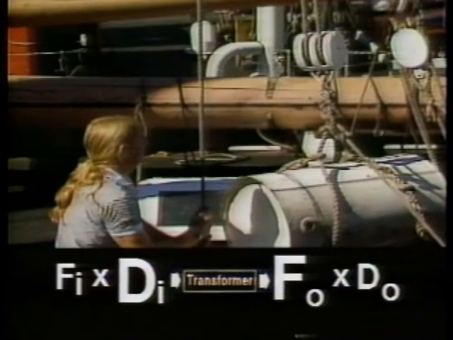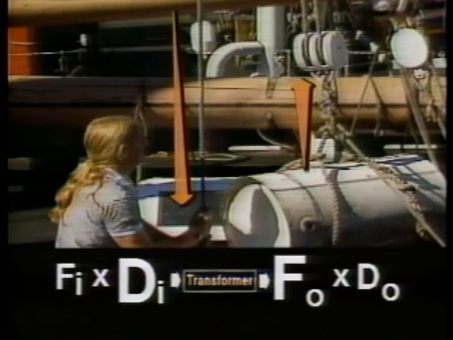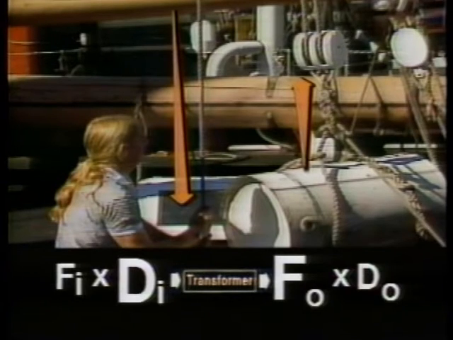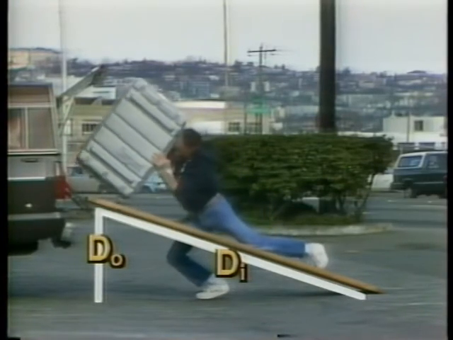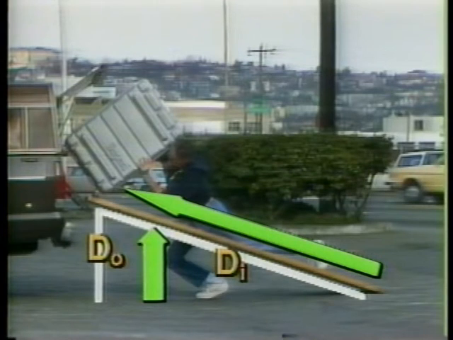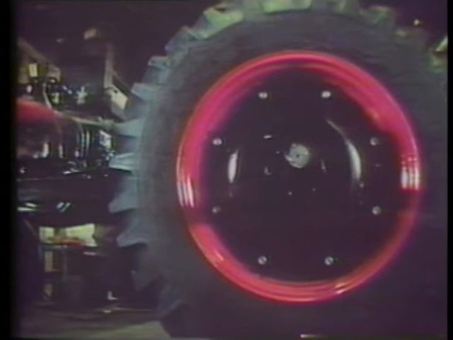The distance the ropes of a pulley system move. The angular distance input and output wheels turn. Or the distance up a ramp compared to its height off the ground. All these ratios give you mechanical advantage.